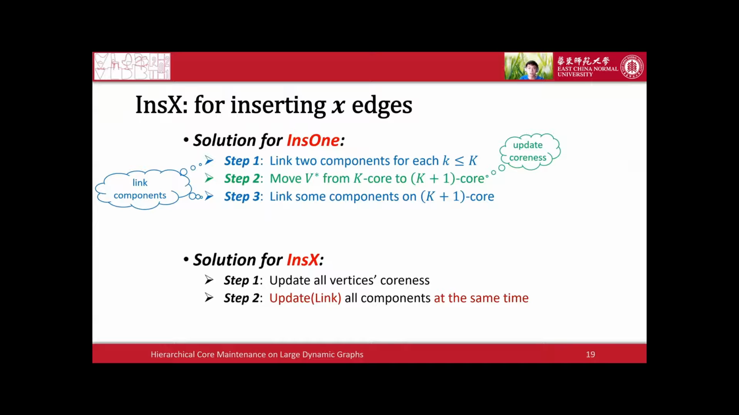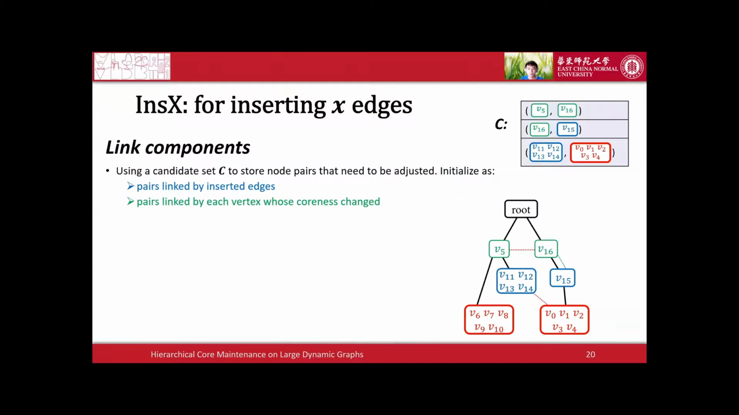So the solution for inserting multiple edges is to update all vertices' coreness and link all components that need to update at the same time. To link the components at the same time, we use a candidate set to store the node pairs that need to be adjusted. At first, we put in the node pairs linked by inserted edges, or each vertex whose coreness has changed. After initializing the candidate set, we adjust the pairs in C layer by layer in a bottom-up manner.